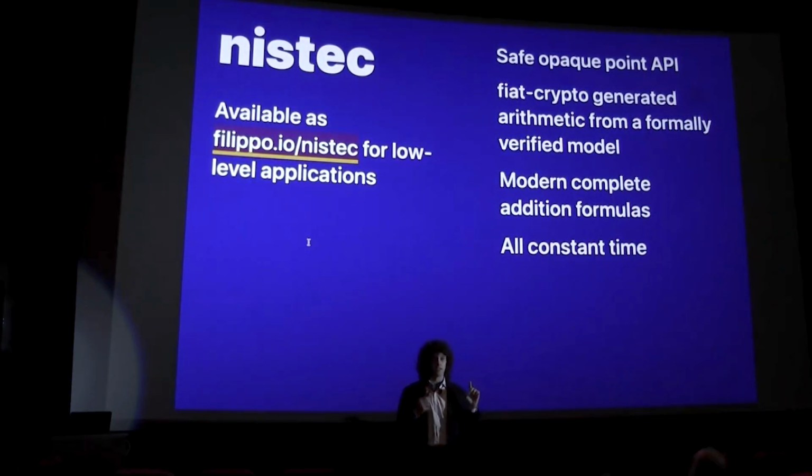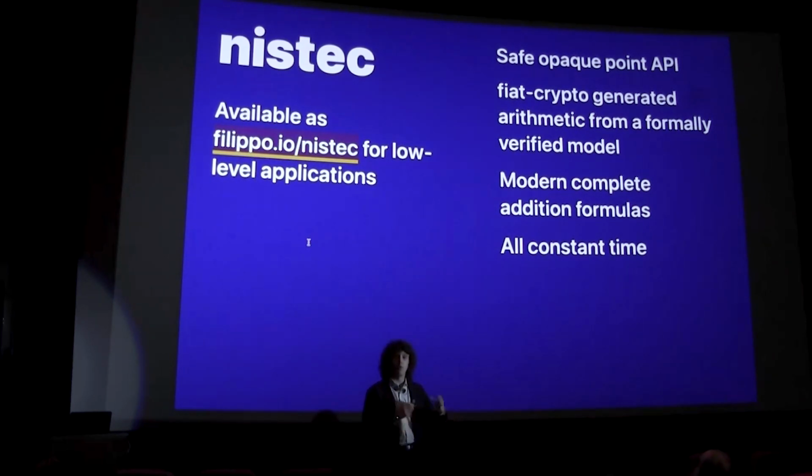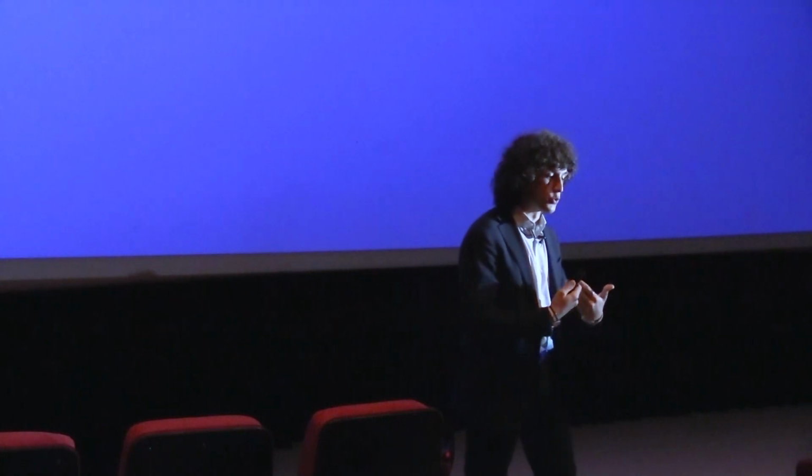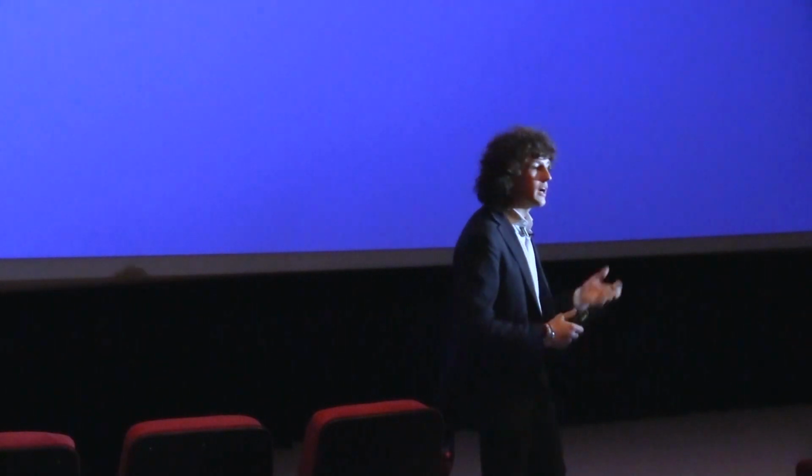And nistec is different. And nistec has, again, a safe, opaque API that just deals with byte slices everywhere. It uses code generated from the Fiat Crypto project, which you can't Google, because can you imagine what happens if you Google Fiat Crypto? Exactly. But it is a project from MIT that predates cryptocurrencies and that produces formally verified arithmetic, so that all those carry bugs that kept getting into implementations all over the place, in all languages, can't happen because there's a formal proof of the correctness of the algorithm.